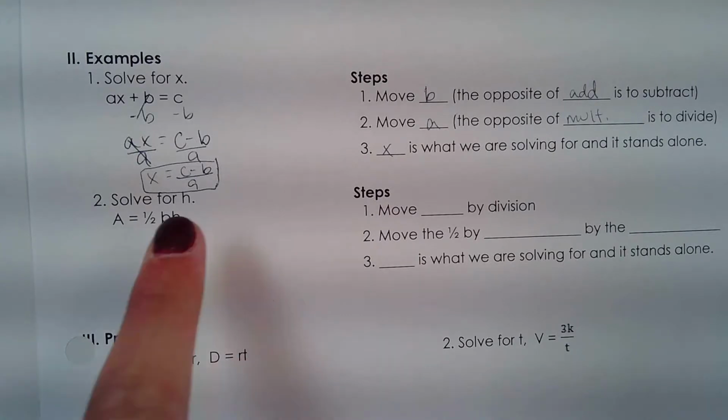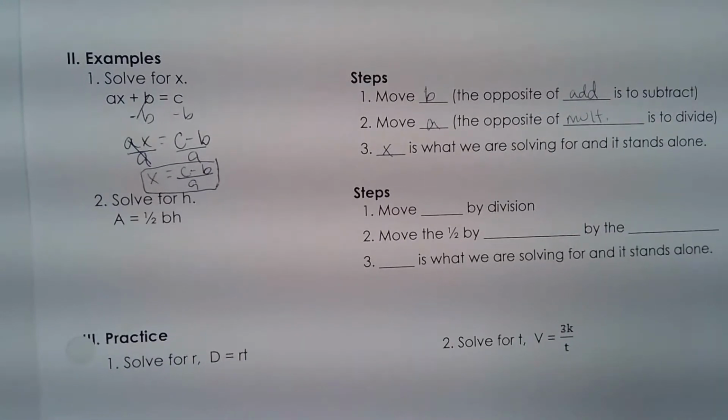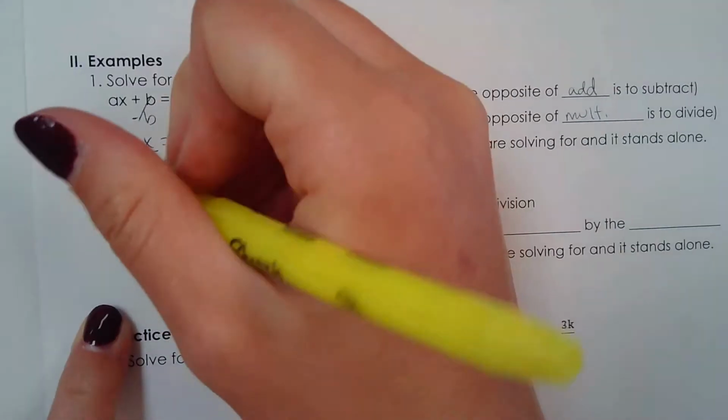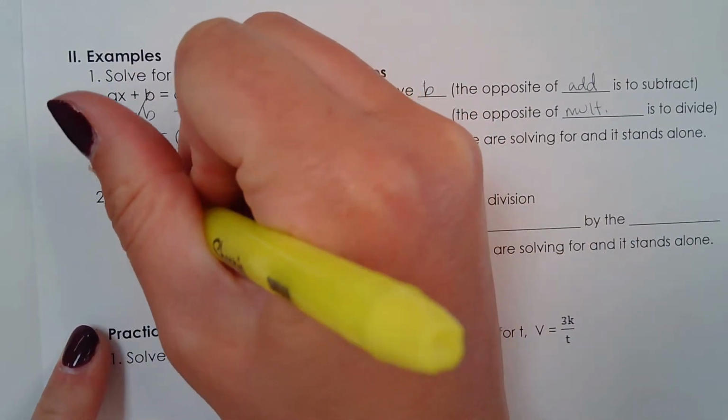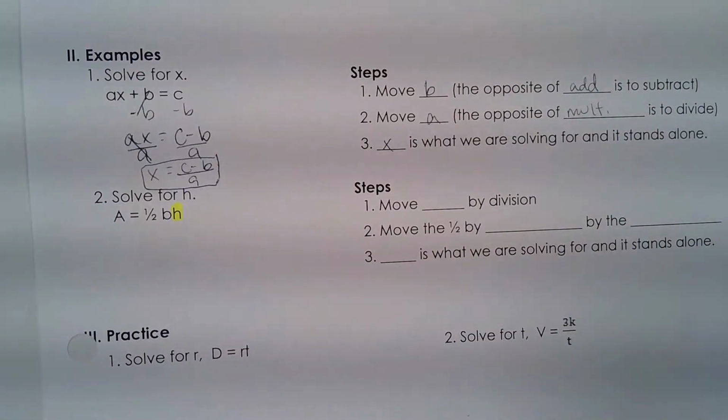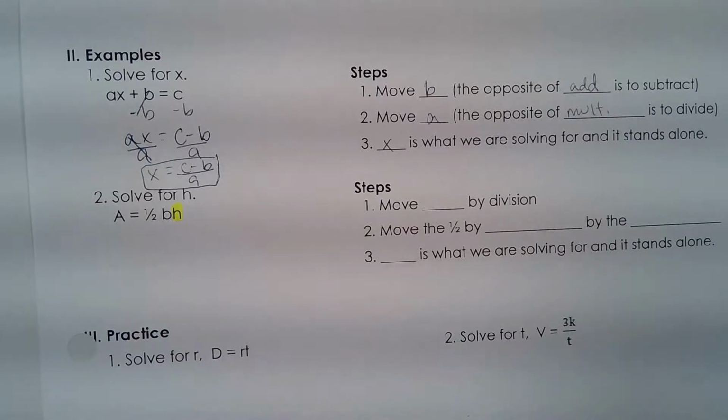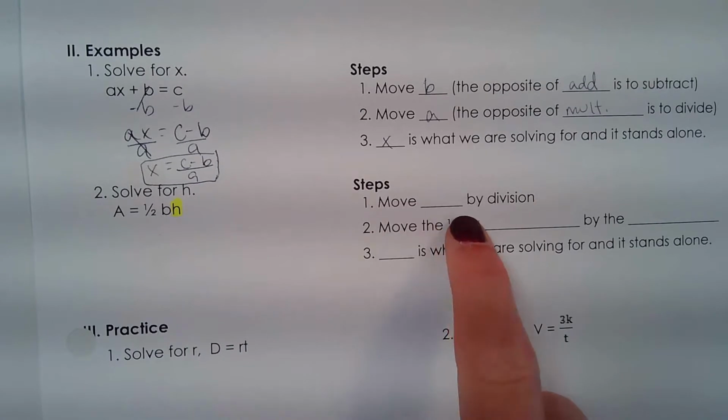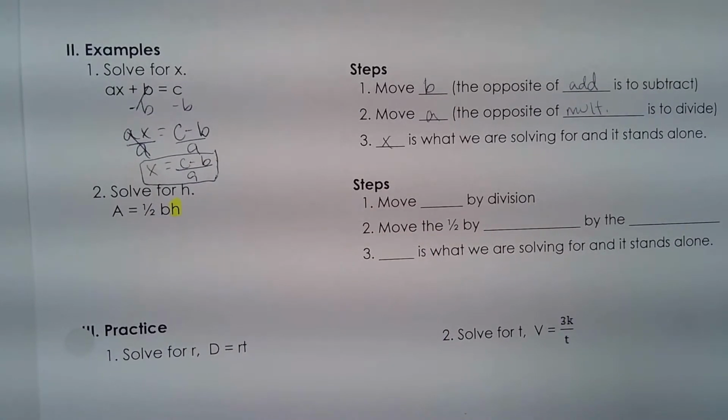So we want to solve for h. We want to get h all by itself. I'm going to highlight that. I think it's easier sometimes if you leave all the variables in there, so we know what we're trying to get by itself. What do we not want over there? The 1/2. What else do we not want? The b. I want to get rid of the b first. So how can we move the b?